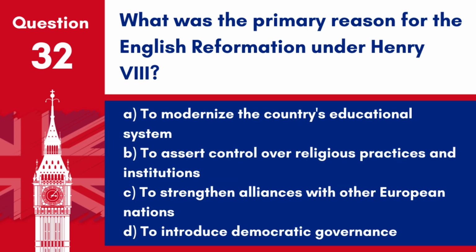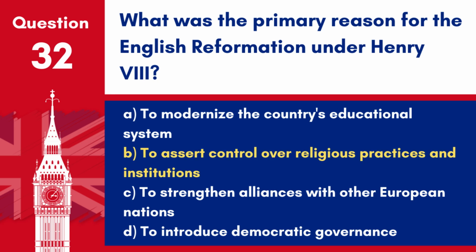Question 32. What was the primary reason for the English Reformation under Henry VIII? A. To modernize the country's educational system. B. To assert control over religious practices and institutions. C. To strengthen alliances with other European nations. D. To introduce democratic governance.